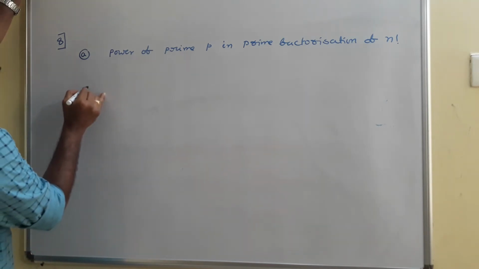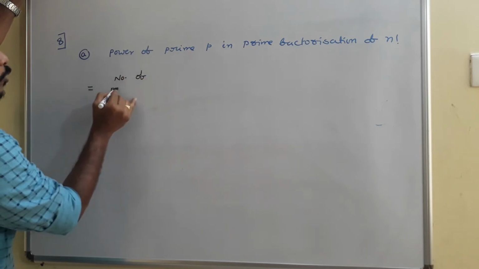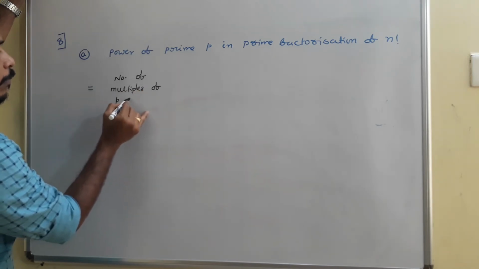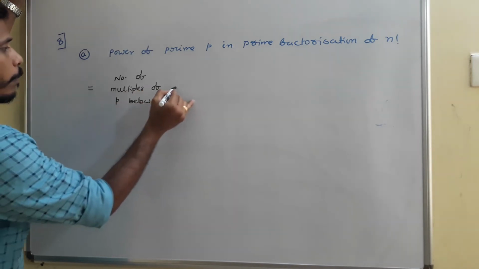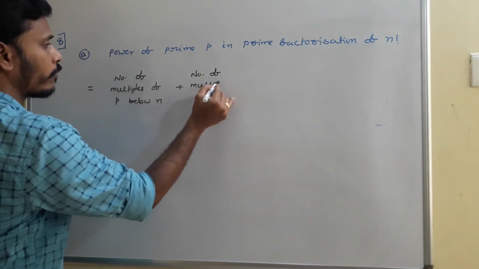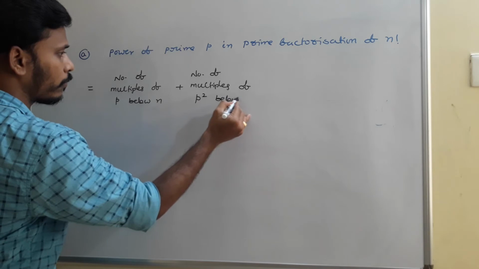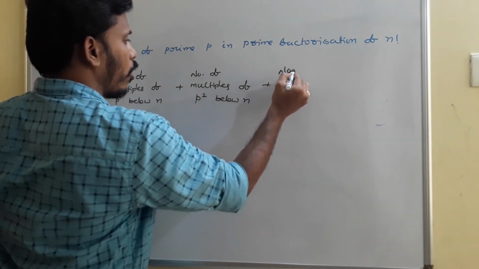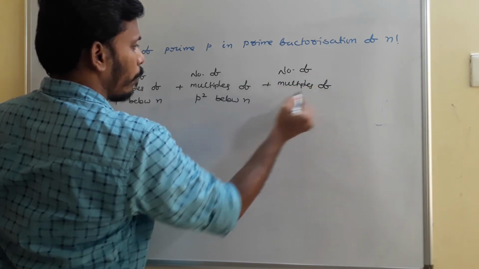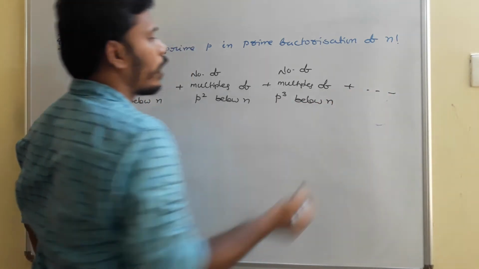The power of prime p in the prime factorization of n factorial is nothing but the number of multiples of p below n, plus the number of multiples of p square below n, plus the number of multiples of p cube below n, and so on. We need to continue like that.